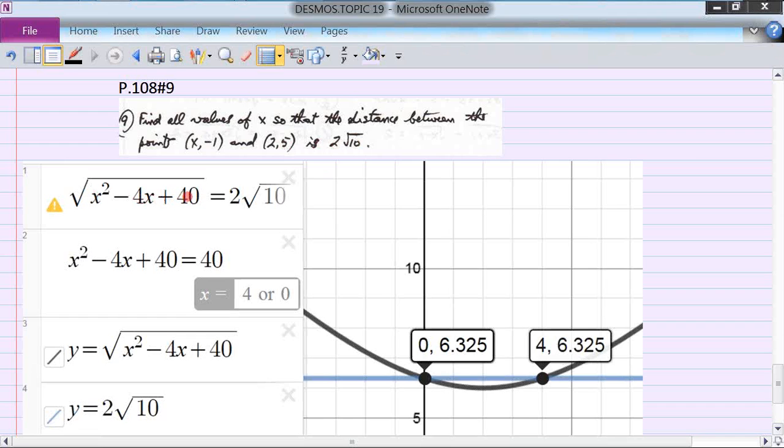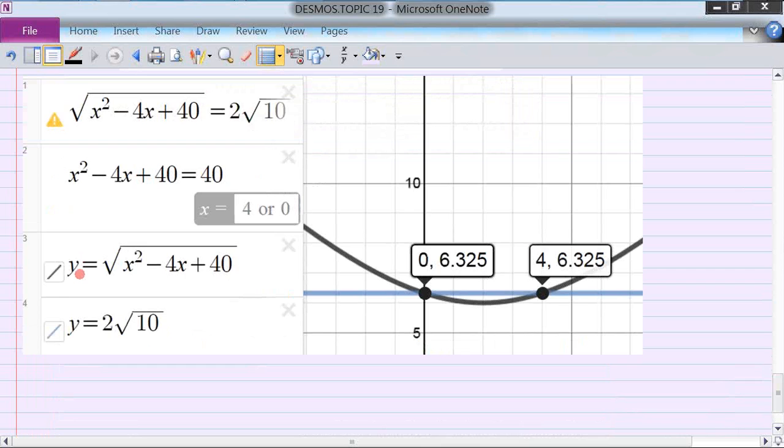And when I put this into here, I get this. In other words, this applied into the distance formula simplifies to this, and this is the distance here. I square this, I get this, and I square 2 root 10, I get that. So I get two solutions, x equals 4 or x equals 0. So x can be 4 here, or x can be 0.